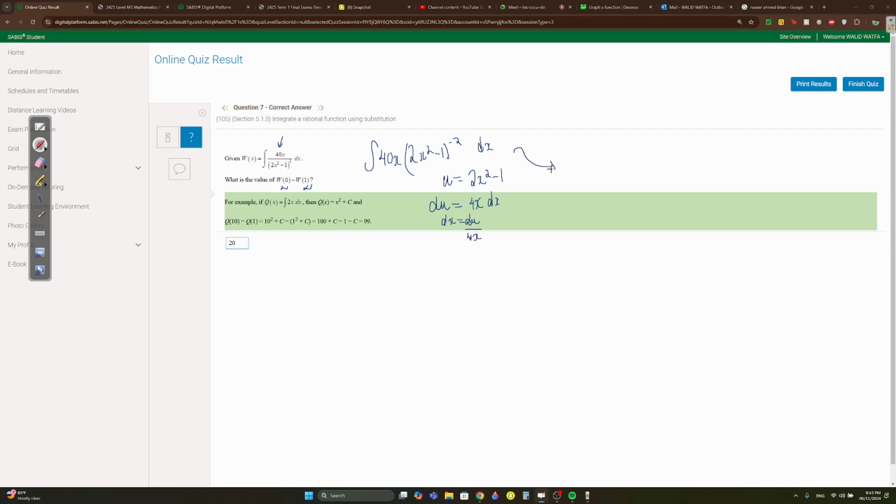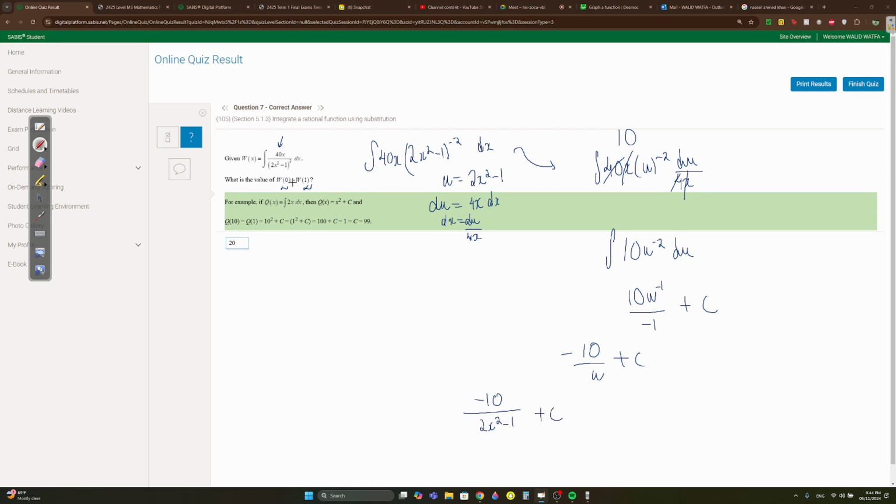Let's now substitute and clean it up. 40x u to the power of minus 2 du over 4x. X with x, 40 by 4, you get 10. So you're going to be left with the integral of 10 u to the power of minus 2 du. And how do you integrate this? Take 10u down, add 1 to the power, divide by the new power, plus c. So you're going to get minus 10 over u plus c. Because I took it down, it's a negative power. So it's going to be minus 10 over 2x squared minus 1 plus c.